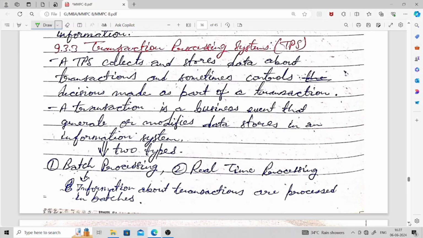You see, a TPS collects and stores data about the transaction and sometimes controls decisions made as part of a transaction. A transaction is a business event that generates or modifies data stored in an information system. So the first thing is, what is this transaction? A transaction is nothing but a kind of business event which modifies some stored data, and a transaction processing system collects and stores data about transactions, and sometimes it controls the decisions also.